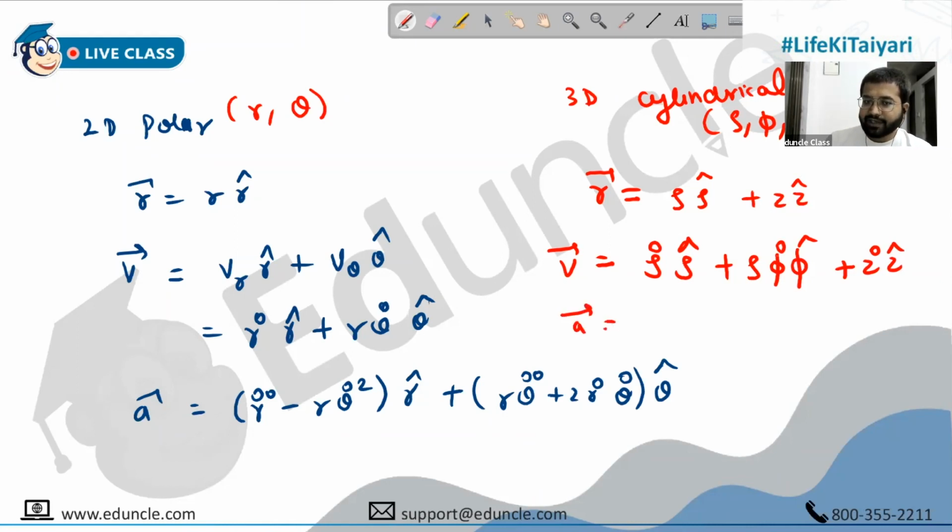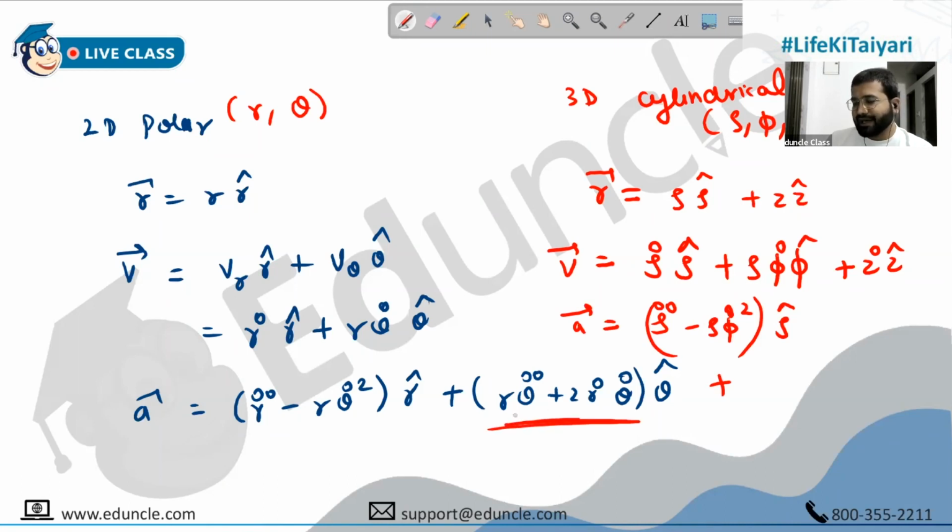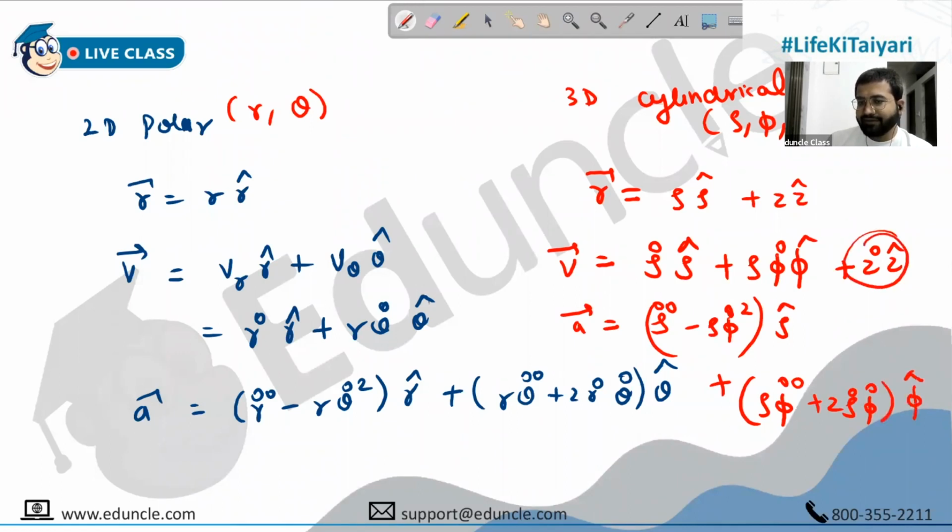Then you have the acceleration vector, which is again r double dot minus r theta dot square. So rho double dot minus rho phi dot square into rho cap. Correct? Then r theta double dot plus 2 r dot theta dot, convert r theta into rho phi again. So this becomes rho phi double dot plus 2 rho dot phi dot, okay, into phi cap. And just that you have got z dot. What is the derivative of z dot, people? It's z double dot z cap.